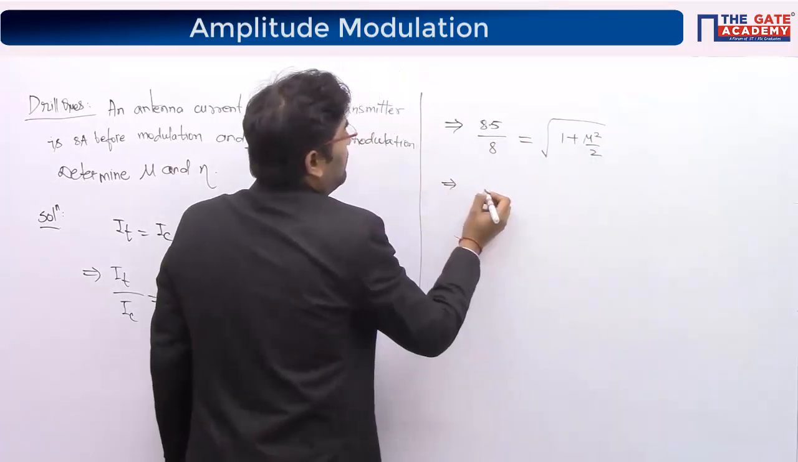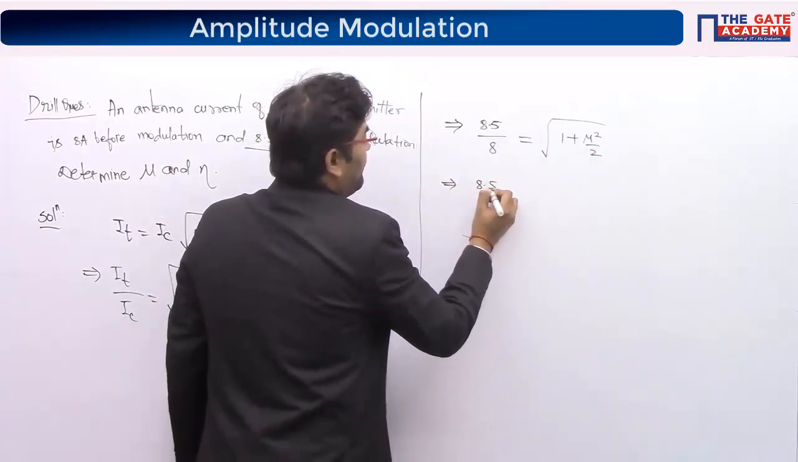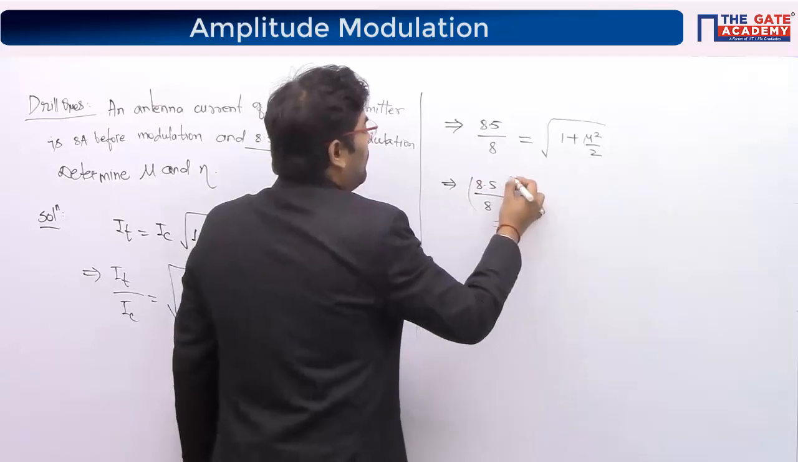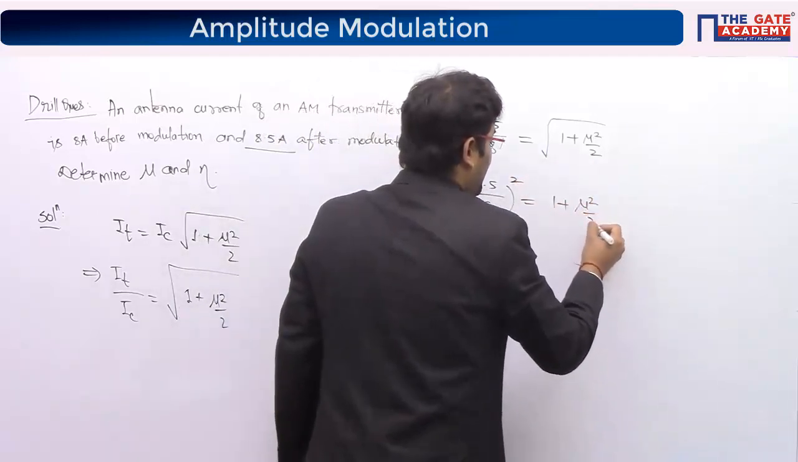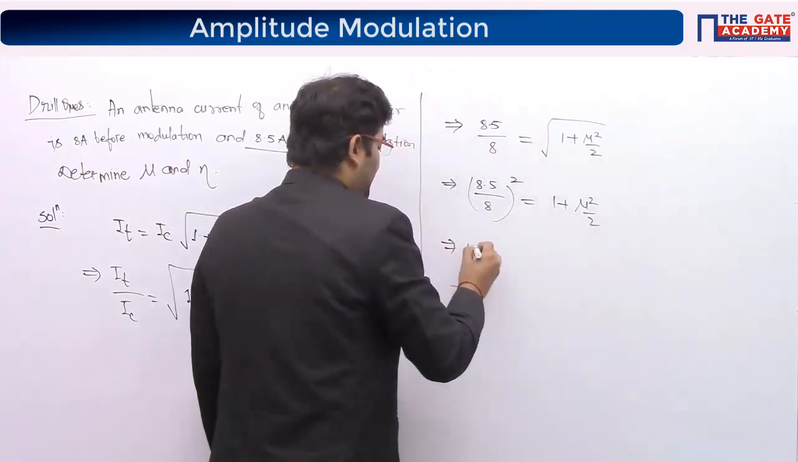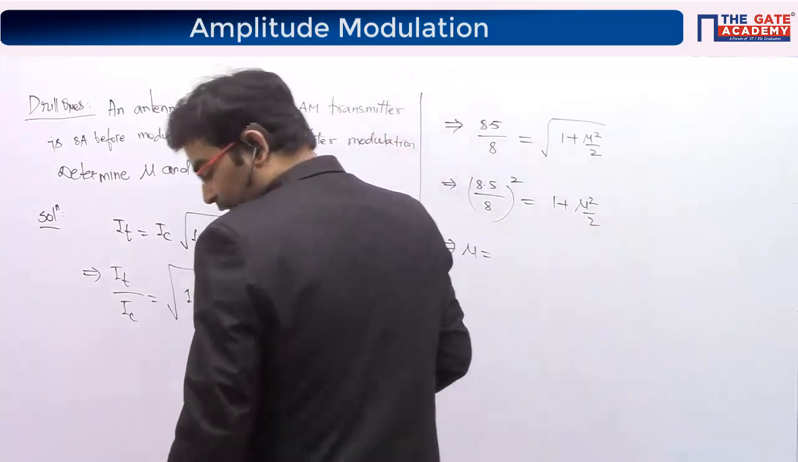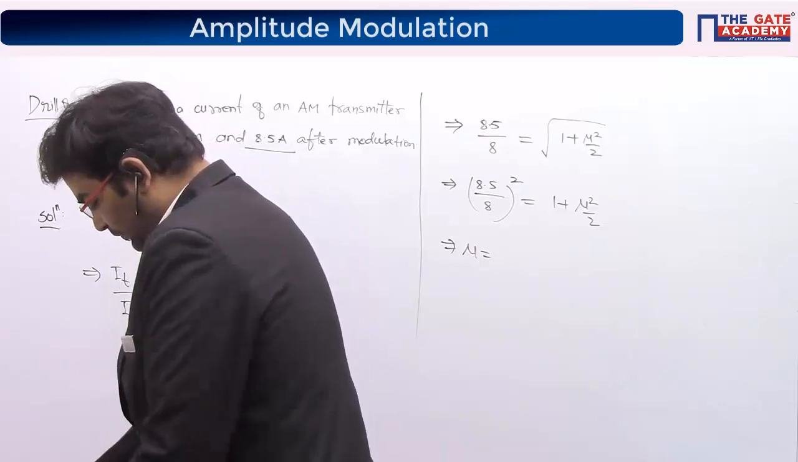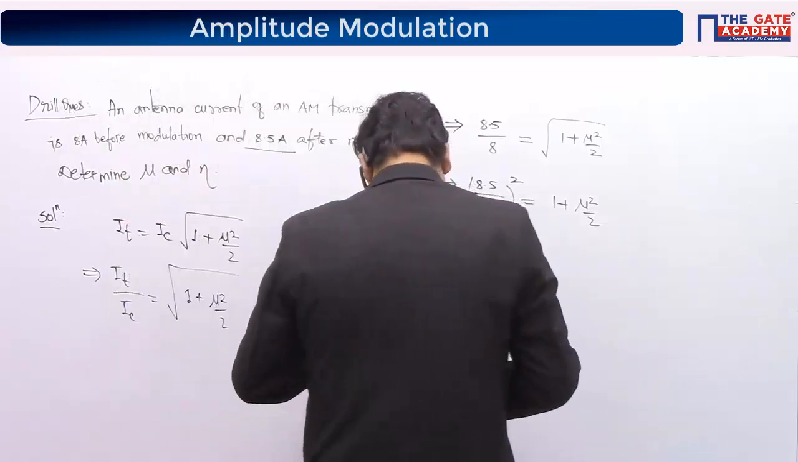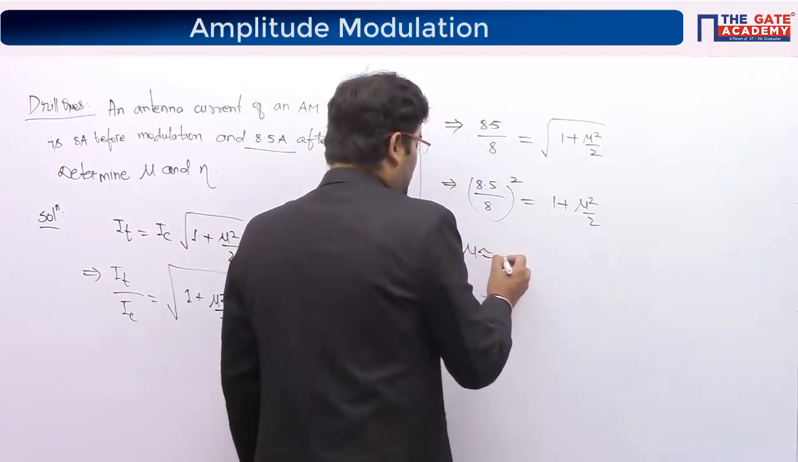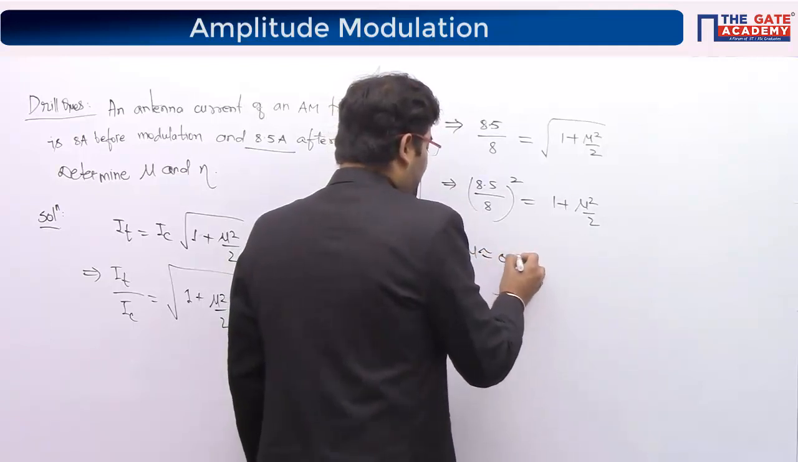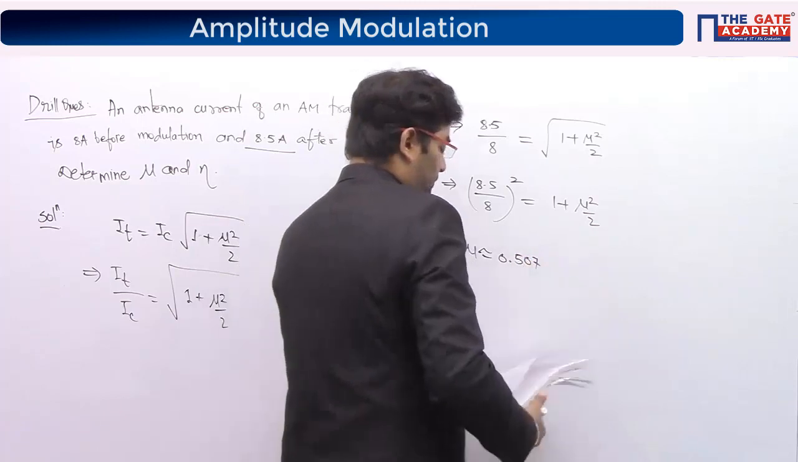So if you solve, it will be 8.5 by 8 ka whole square. Square on both the sides, you will get 1 plus mu square by 2. And after solving this equation, you will get mu equal to approximately 0.507.